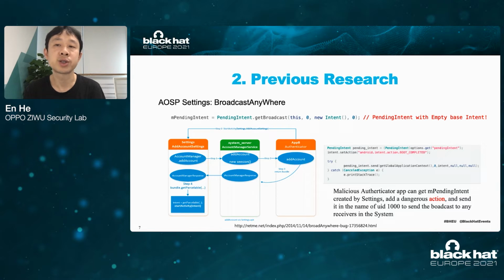Previous research just showed the tip of the pending intent security iceberg. There are a few cases of hijacking empty base intents. One is in AOSP Settings. It's a broadcast-anywhere bug. The bug involves a complicated interaction between Settings, system server, and an authenticator app. A malicious authenticator can get a pending intent created by Settings, add a dangerous action such as ACTION_BOOT_COMPLETED, and send it in the name of UID 1000 to send the broadcast to any receivers in the system. This is why this bug is called broadcast anywhere.